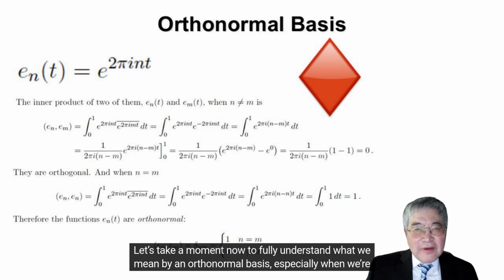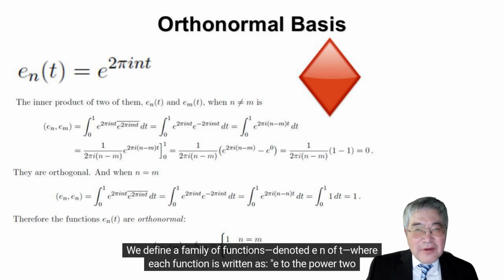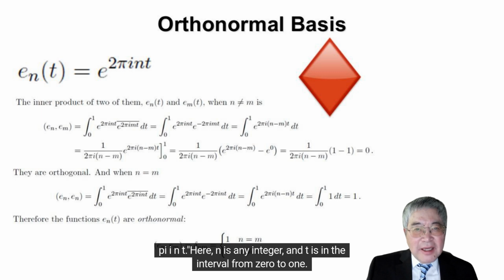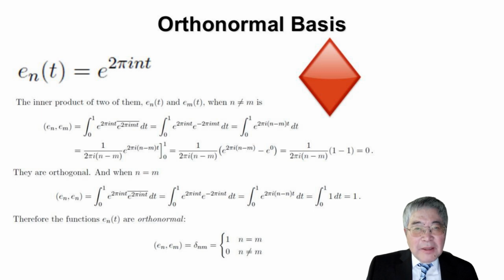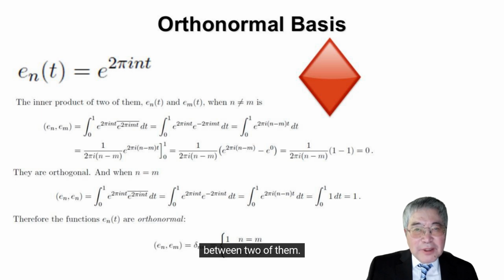Let's take a moment now to fully understand what we mean by an orthonormal basis, especially when we're working with complex exponentials. We define a family of functions, denoted e_n(t), where each function is written as e to the power 2πint. Here, n is any integer, and t is in the interval from 0 to 1. Now, to confirm that these functions actually form an orthonormal basis, we'll compute the inner product between two of them.